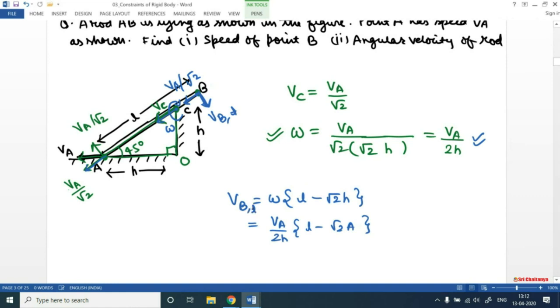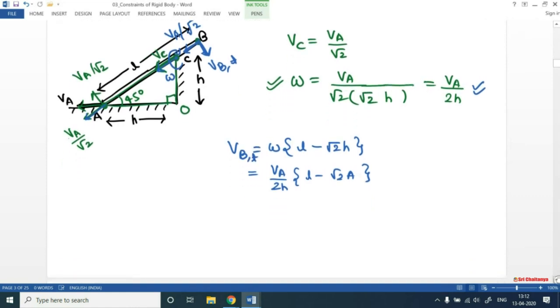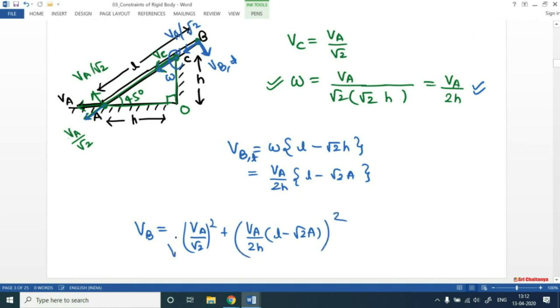This is VB tangential. And if we want to find out the speed of point B, VB can be written as the axial component, that would be Va by root 2, whole square, plus Va by 2h into L minus root 2h, and the square of this term as well. So this would be the velocity of point B over here.